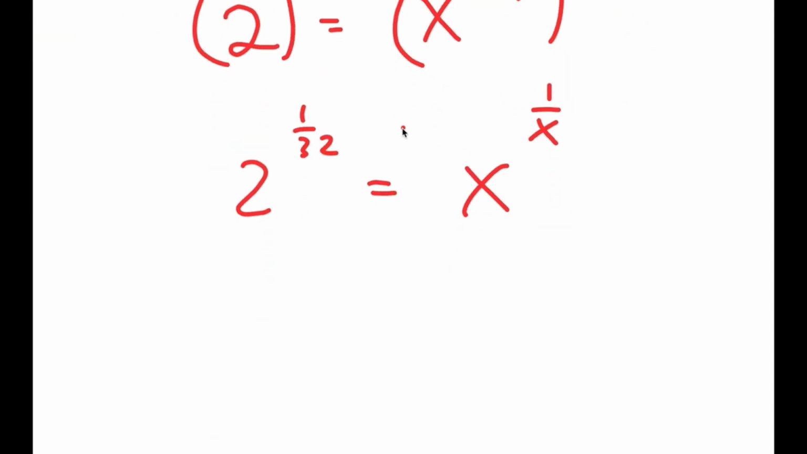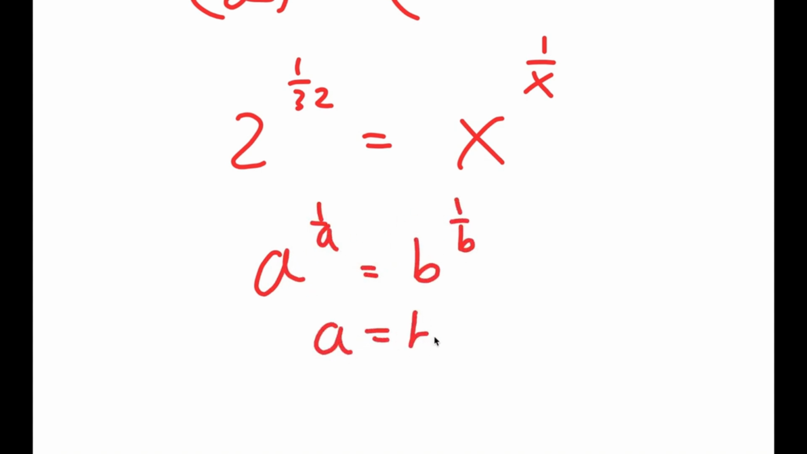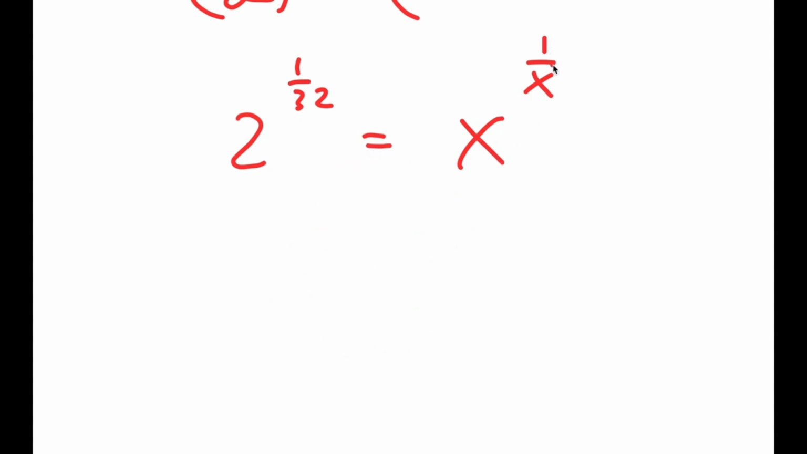And now, we want to simplify this because our end goal is to make this in the form a to the power of 1 over a is equal to b to the power of 1 over b. In that case, if that's in the form, that means a is equal to b. So we already have x to the power of 1 over x over here. We just need to make the left-hand side be in the form a to the power of 1 over a, meaning this number here has to equal this number. So we need to find a way to make that.